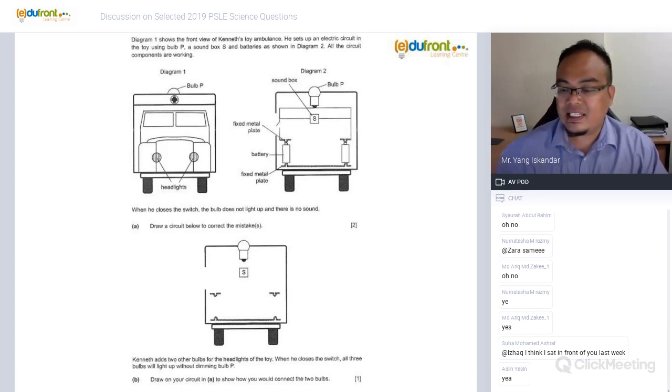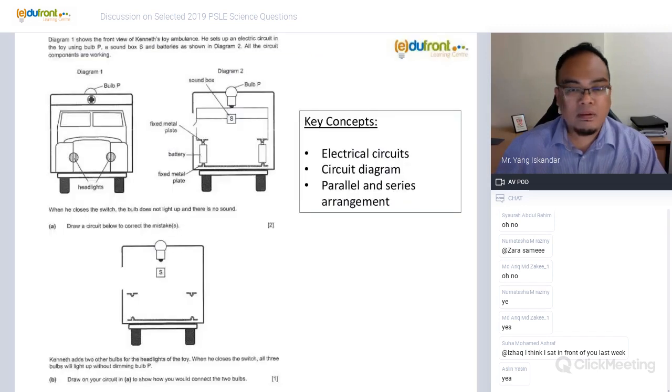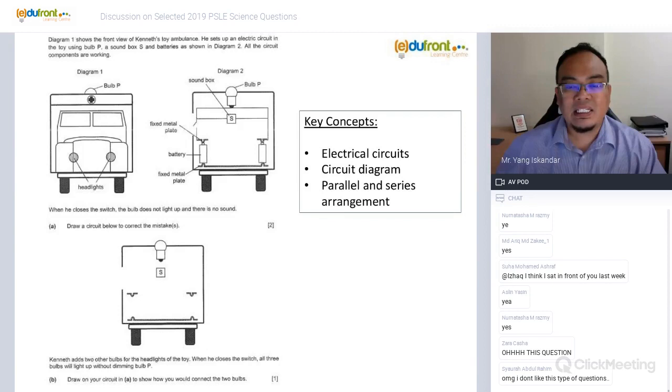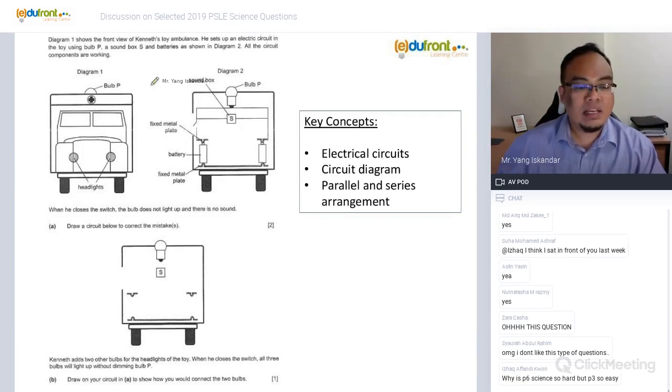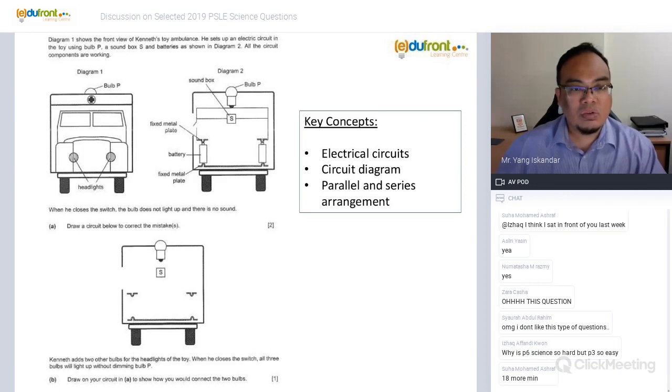Okay, so this is an electricity question. Electricity, you all learn in primary 5, right? What is the concept tested? Okay, about electrical circuit diagram, parallel and series arrangement. Okay, I give you clues already. Okay, I give you 1 minute to do.